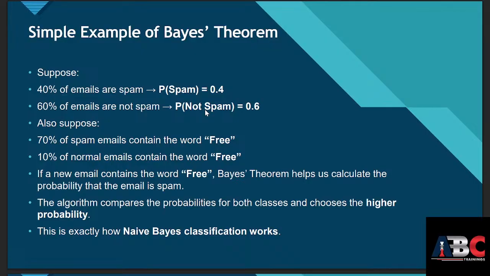The algorithm compares the probabilities for both classes and chooses the higher probability. This is exactly how Naive Bayes classification works.